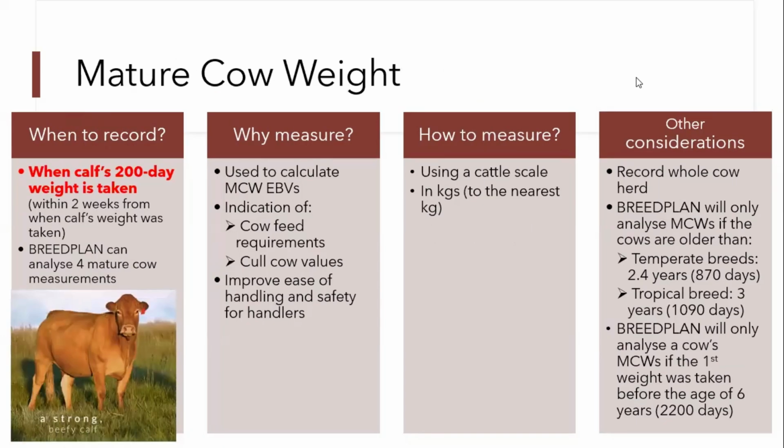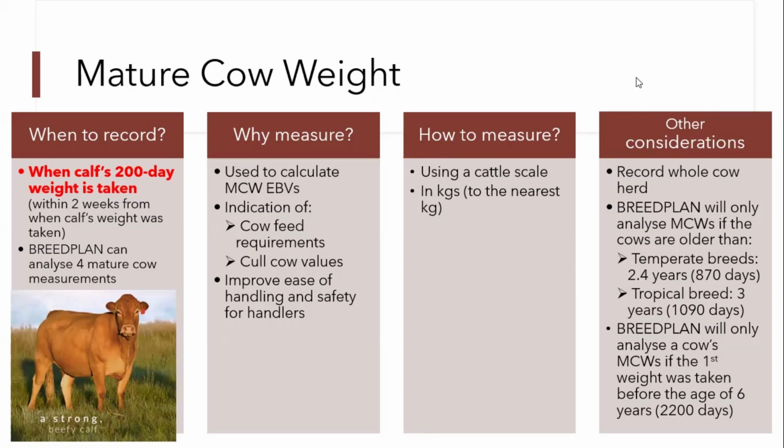At the same time, when you record your calves' 200-day weights, you also weigh your cows for mature cow weight. So BreedPlan only accepts mature cow weights and analyzes them if they were recorded within 2 weeks from the calf's weight. So it can be 2 weeks before, 2 weeks after, or on the same date, but it needs to be within that 2-week period from the calf's weight. BreedPlan analyzes up to 4 mature cow weights. The more weights included, the higher the accuracy of your EBV will be.